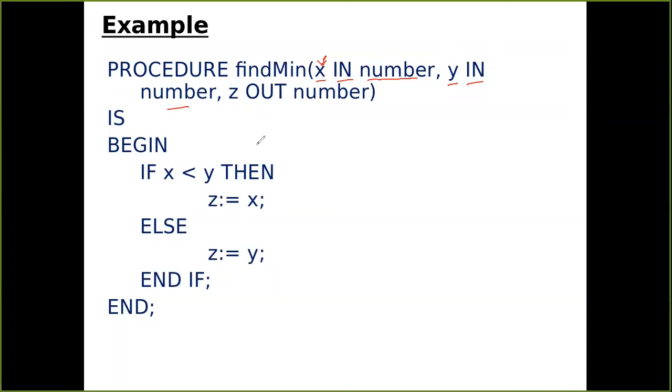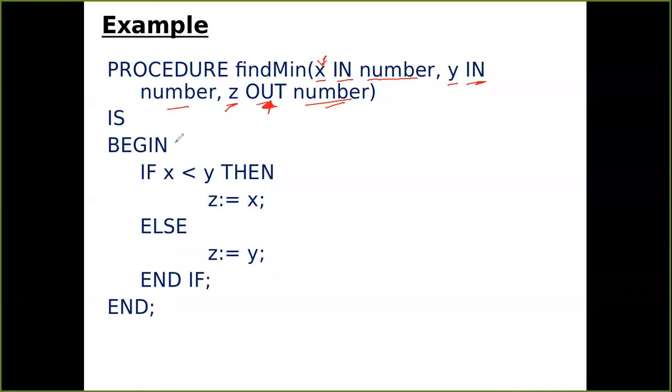Number means it is the data type of this particular variable. In specifies that this is again a receiver. Z out number: the data type of the variable is number, the name of the variable is Z, and out specifies that this is your output variable. This variable will be used for returning the value.